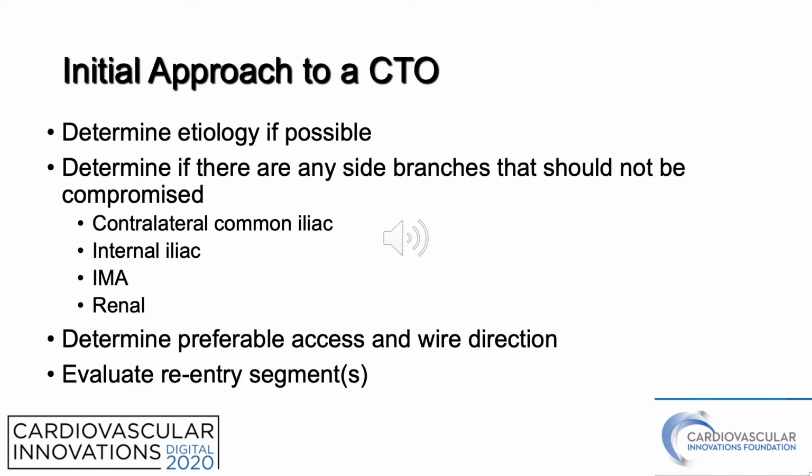So let's look at our initial approach to an aortoiliac CTO. As we just discussed, determine the etiology if possible. Next, determine if there are any side branches that should not be compromised, such as a contralateral or ipsilateral common iliac artery, an internal iliac artery, an inferior mesenteric artery, and what's the chance of compromising the renal artery or a large accessory renal artery.